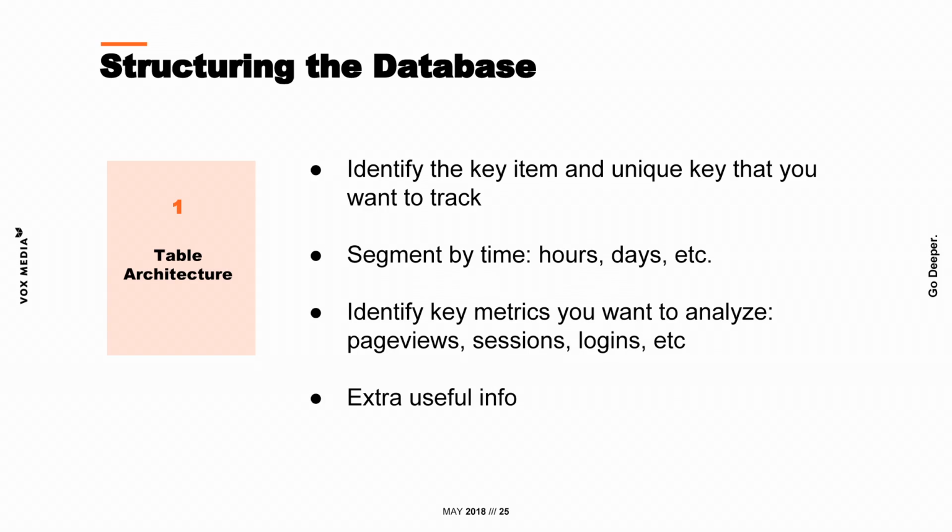The next thing is to identify the things you want to analyze or keep track of, such as page views, sessions, logins, newsletters, whatever. And then also the extra useful info. This sounds like a throwaway line, but it's actually the important part, because you're going to want to segment your data by various fields. For example, I have nine networks at Vox. I have Curbed, I have Eater, I have SB Nation. Within SB Nation, there are about 250 individual team blogs. I want to be able to say this is what's going on with page views just in Eater, or compare page views on Eater to SB Nation or Vox. So I'm going to throw in extra useful information because it's going to help me segment the data better.